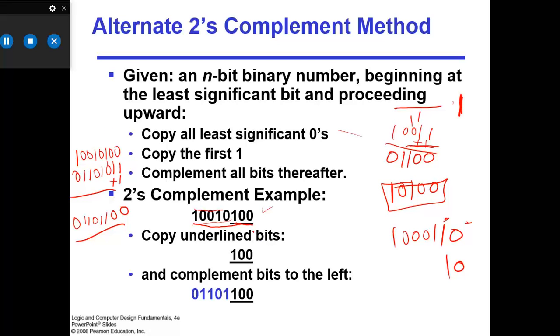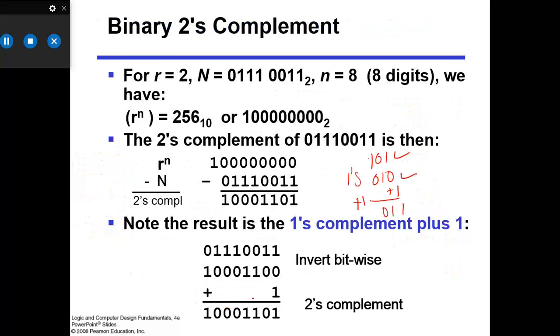This is the direct method, which we compute. And this is a shortcut method. Copy all the least significant zeros, we follow until there are zeros. We copy the same thing until the first 1 comes, and then we complement the other bits. So we copy the portion up to here, and then we complement the rest to get 1 0 1 1 0. This is the direct method of taking a 2's complement.